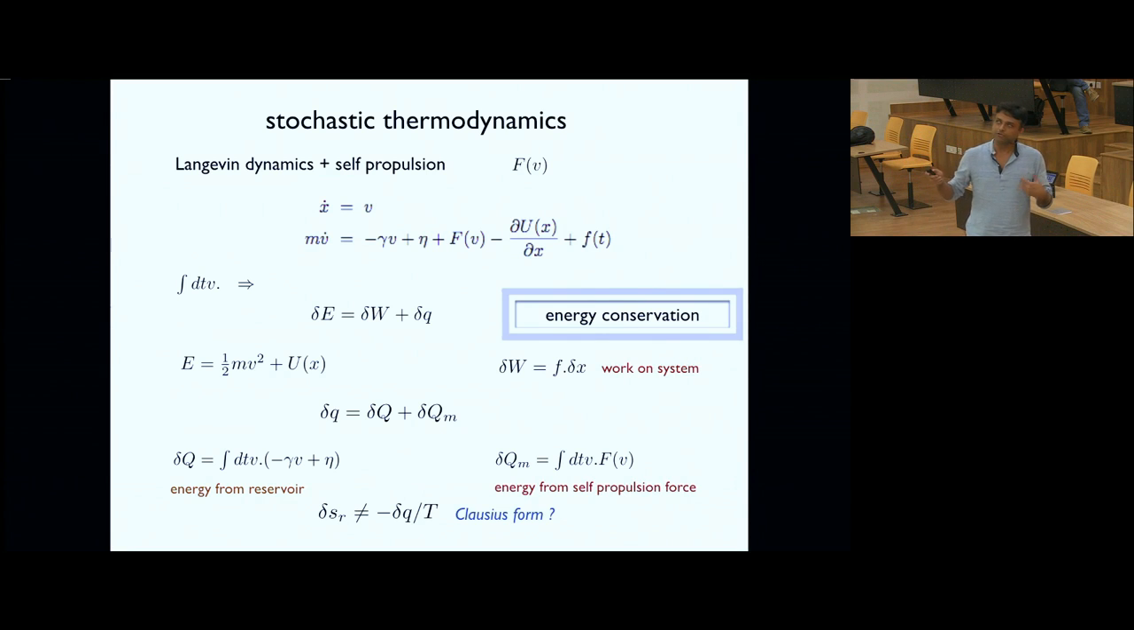And then I am left with two pieces. One piece is my original energy from the reservoir. So that's the heat.